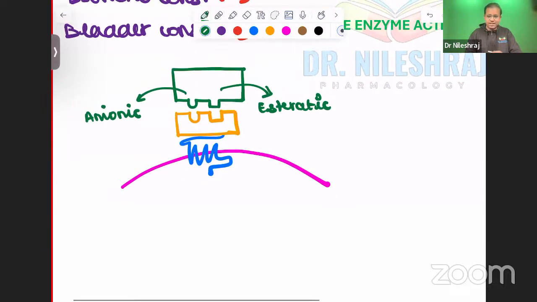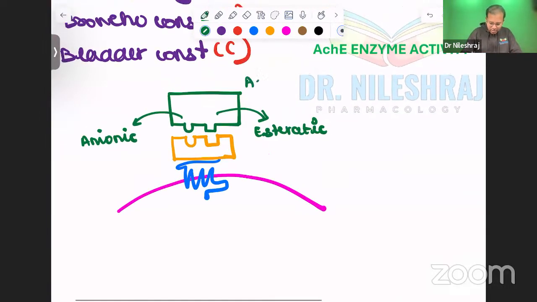Anionic site and esteratic site. And here is where the acetylcholinesterase enzyme is going to be situated. Acetylcholinesterase enzyme will bind, or simply, this is how the enzyme is. This is the acetylcholinesterase enzyme, and below is where the muscarinic receptor is. This enzyme is coming and binding with it, producing these molecular responses.